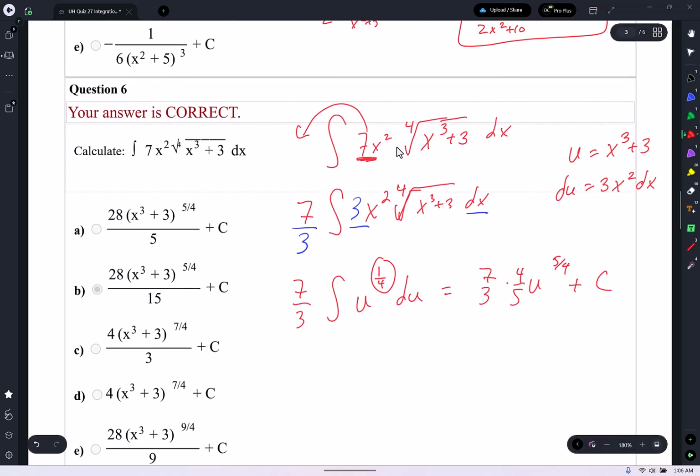All right, since this is an indefinite integral, we're going to go back to our u here. We're going to go back to our x here. We don't do that in real life. We don't go back to our x. But in this case, it's indefinite. It was never about u, so we have to go back to our x here.